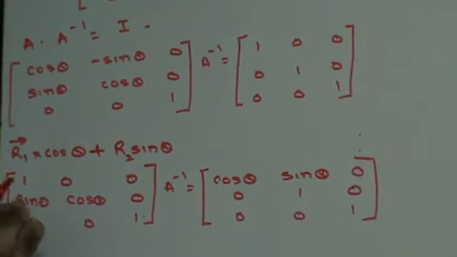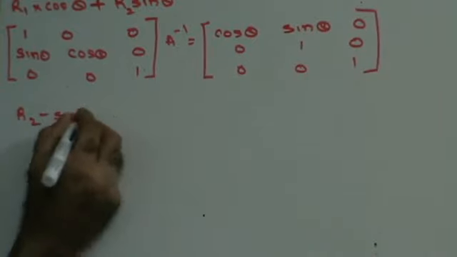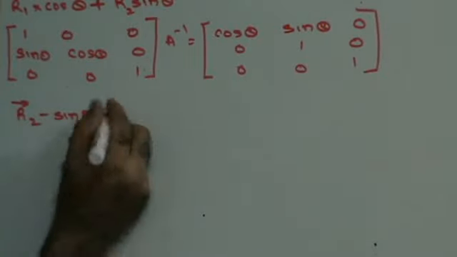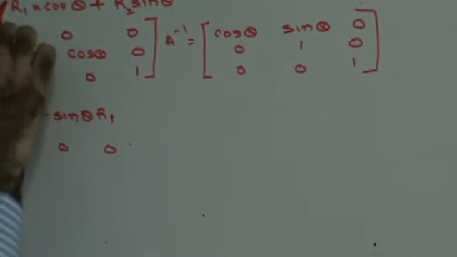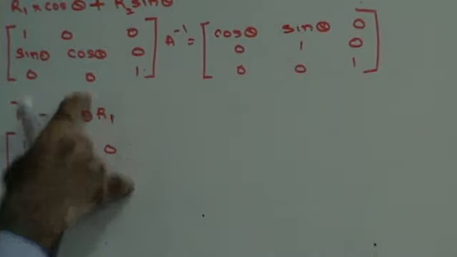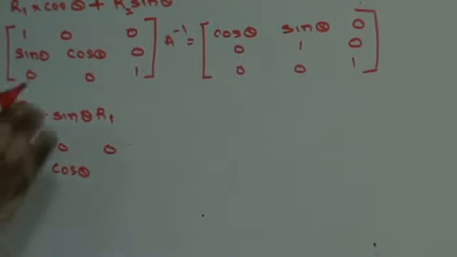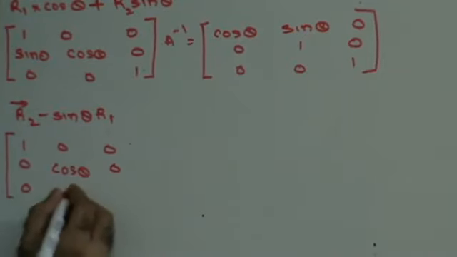Okay. Now I need to make the number in the second position of R2 as 0. What is the number there? sin theta. What is the complement of sin theta? Minus sin theta, R1. So now the first row is 1, 0, 0. In the second row, sin theta minus sin theta is 0, cos theta minus 0, because sin theta into 0 is 0. I have sin theta into R1, 0 minus 0 is 0, then 0, 0, 1.